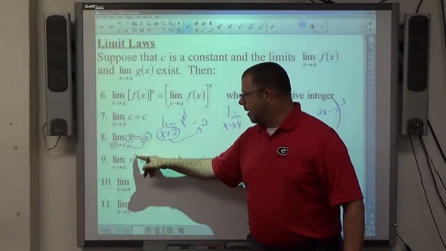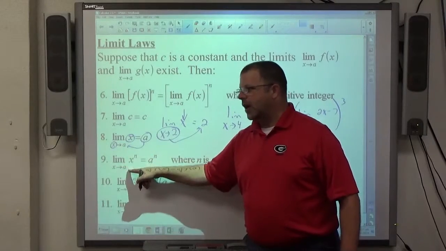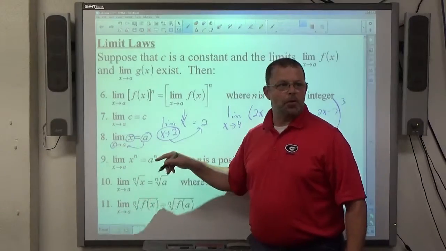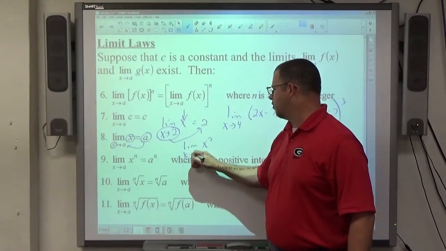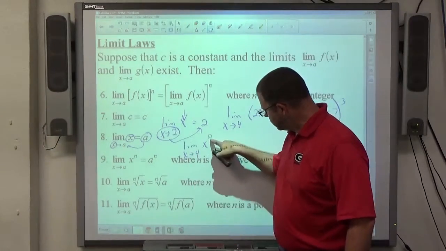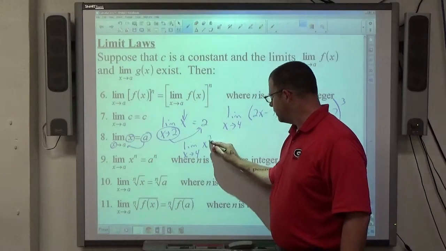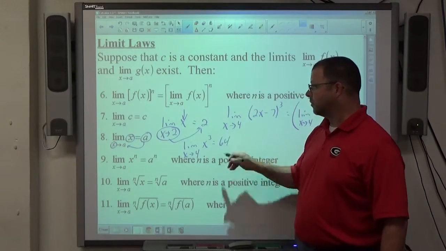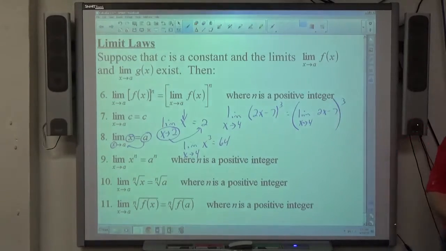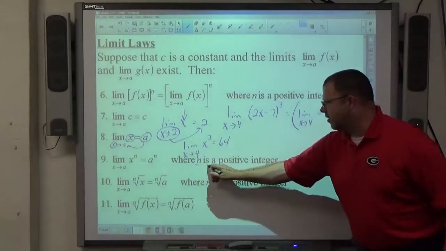This one, if x is being raised to a power and x is approaching a, we're simply going to get a to whatever that power is. For example, limit of x cubed as x approaches 4. All right, x is approaching 4. 4 cubed, which is 64. That's all limit 9.